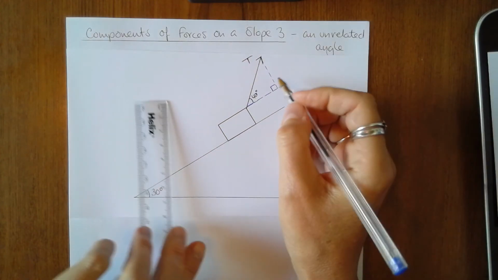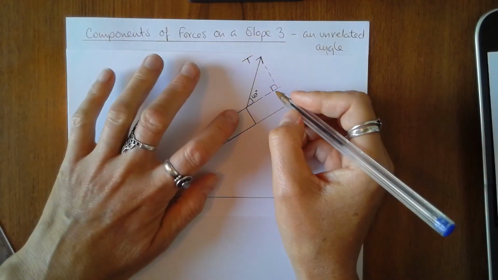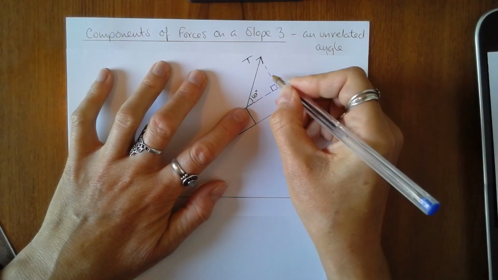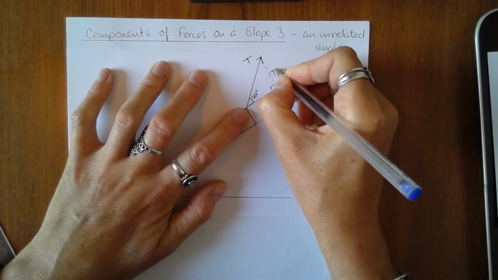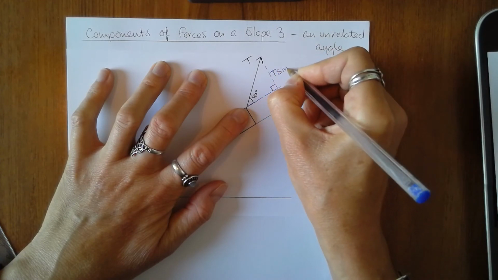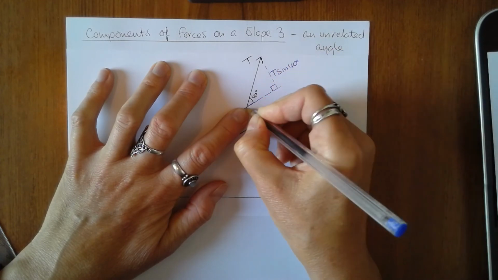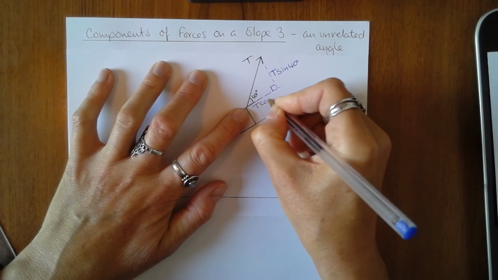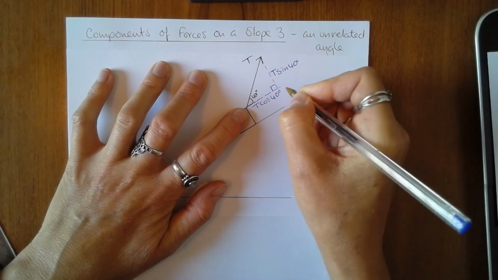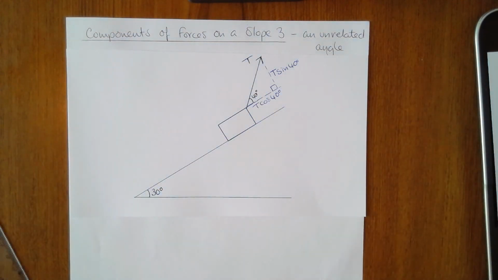And now all we need to do is write on the components. So the side opposite the angle is related to sine. So force T multiplied by sine of 40 degrees, and the side adjacent or next to the angle is T cos 40 degrees. And that's done.